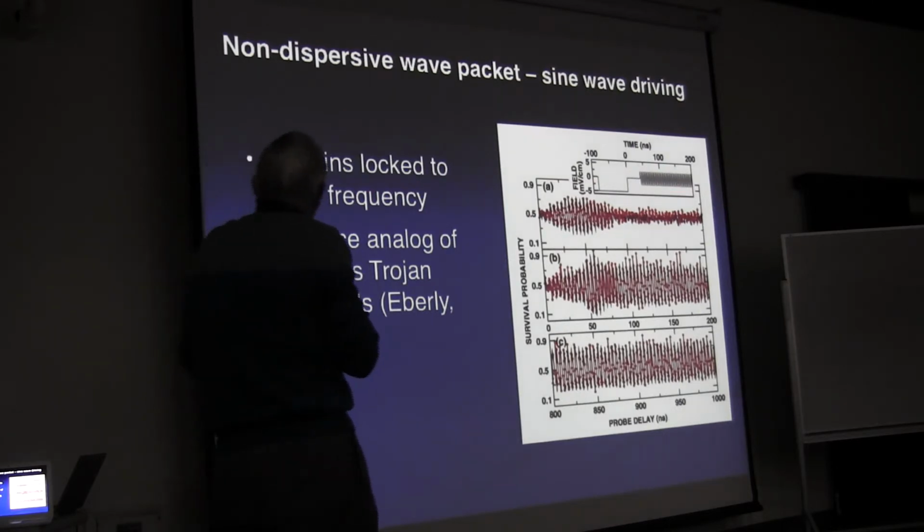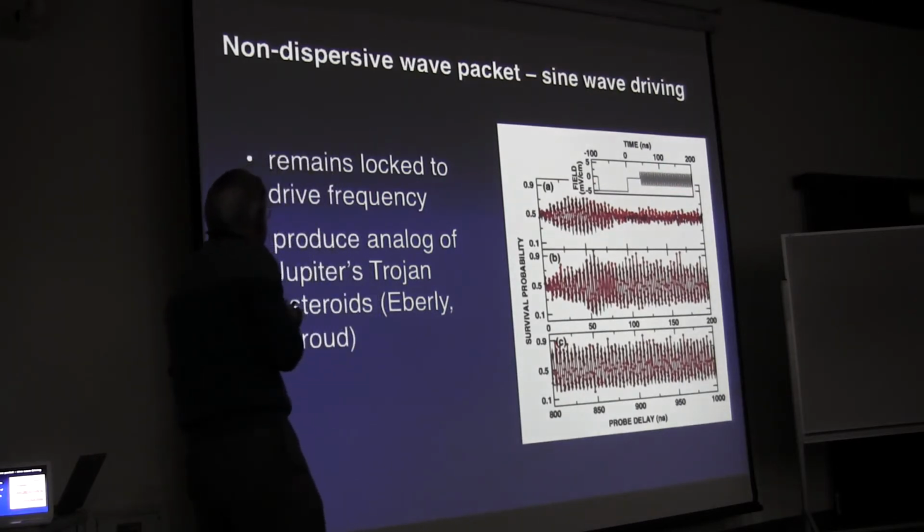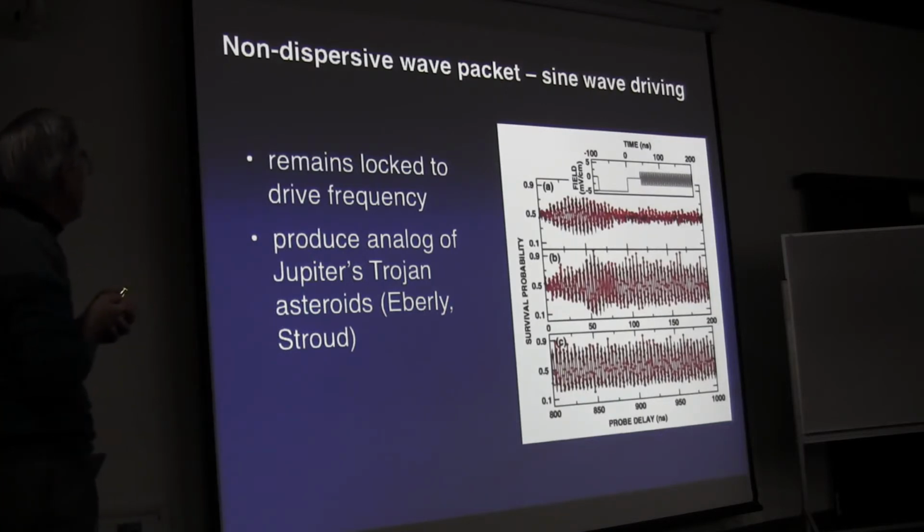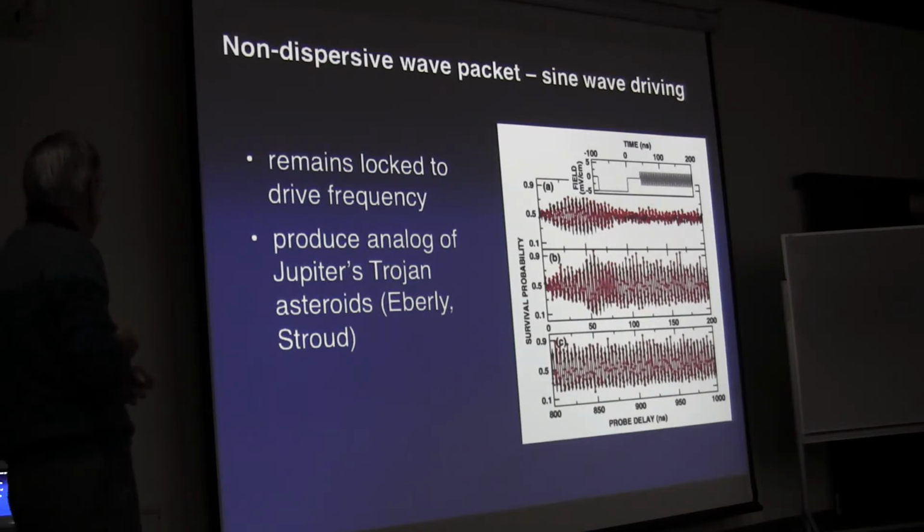And this was pointed out by Eberle and Stroud and many others. You produce what is in fact an analog of the Jupiter's Trojan asteroids. The wave packet forms an analog of Jupiter's Trojan asteroids. Now, what are Jupiter's Trojan asteroids?